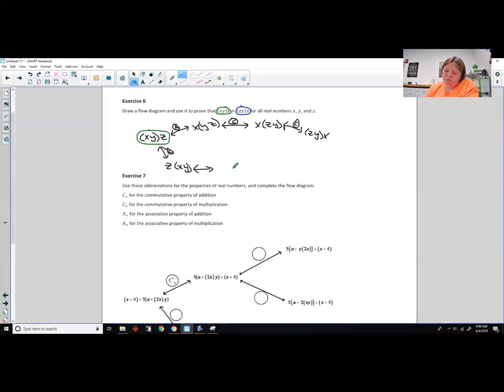Now going this way, we have z(xy), okay? And then I can rewrite that as z(yx), and that's the commutative property of multiplication, where the y and the x just switched orders. And from that, I can move my parentheses to (zy)x, and that's the associative property. And there we have it, zyx.